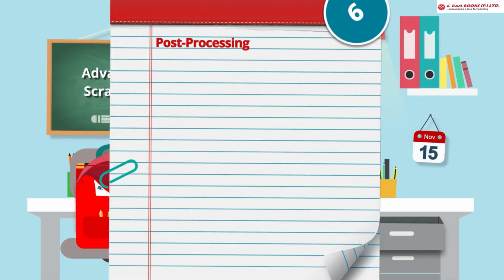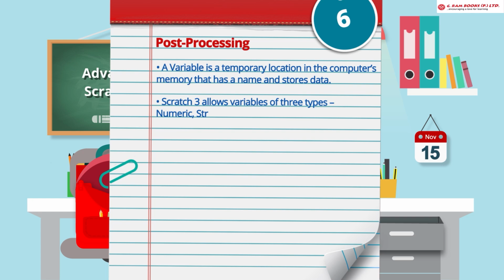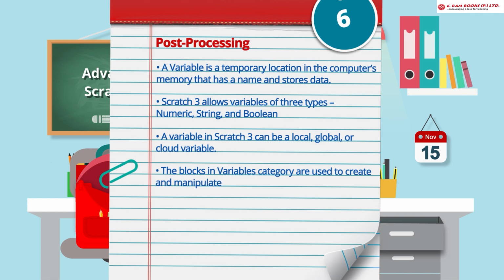Post processing. A variable is a temporary location in the computer's memory that has a name and stores data. Scratch 3 allows variables of 3 types: numeric, string, and boolean. A variable in Scratch 3 can be a local, global, or cloud variable. The blocks in the variables category are used to create and manipulate variables in a project. A variable can be displayed in one of the 3 forms: normal readout, large readout, and slider.